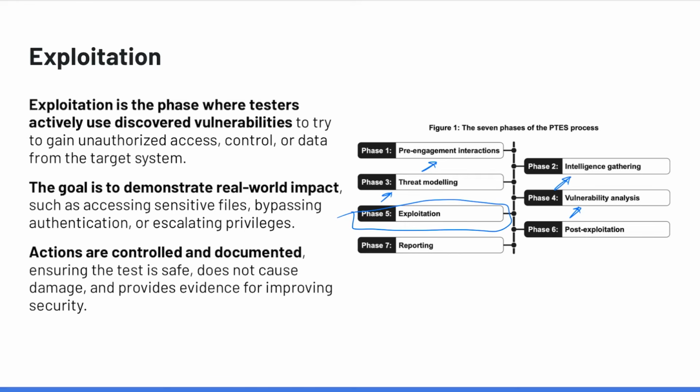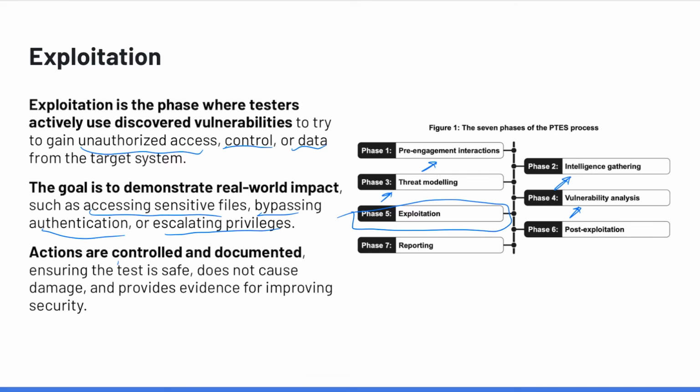So this is the phase where testers actually get to do their thing. They actually try to hack into the system to gain unauthorized access, control, or data from the target system. And this is where they're determining what their possible real-world cyber attack could look like. So they're going to try to access sensitive files, bypass authentication, or try to get more privileges than any normal user in the system should have.